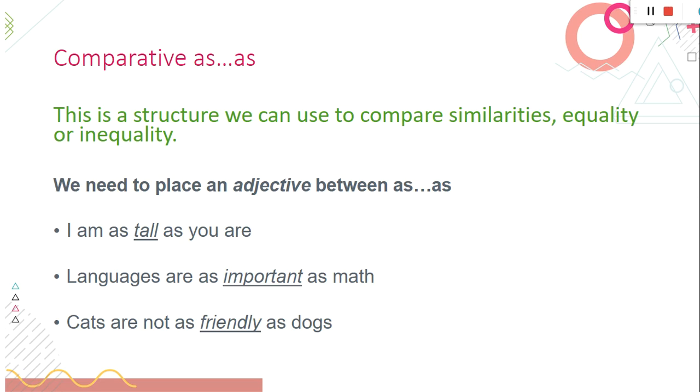For example, I am as tall as you are. It means that we are the same tall. Languages are as important as math. Now, talking about inequality. Cats are not as friendly as dogs. The word not gives me the inequality meaning.